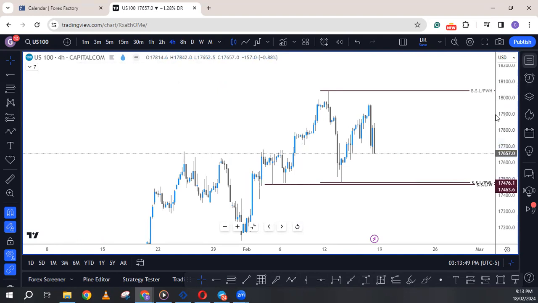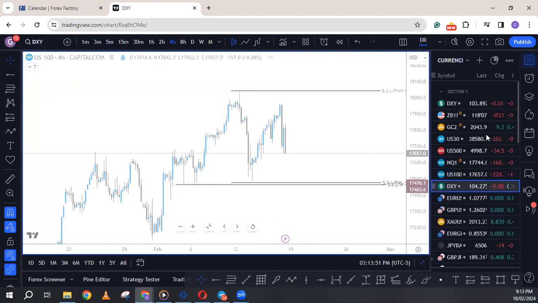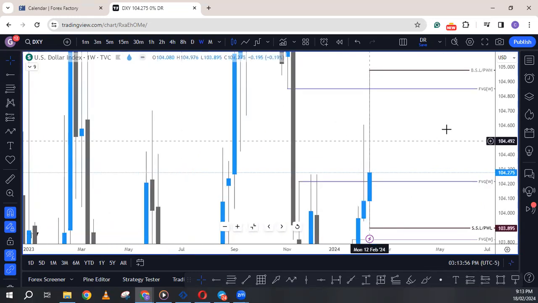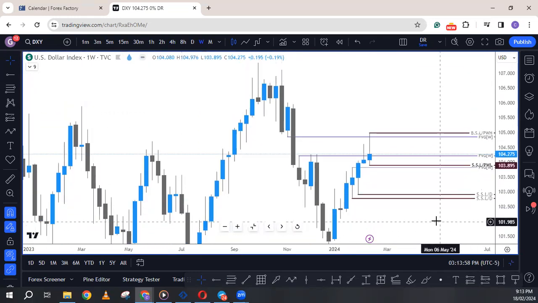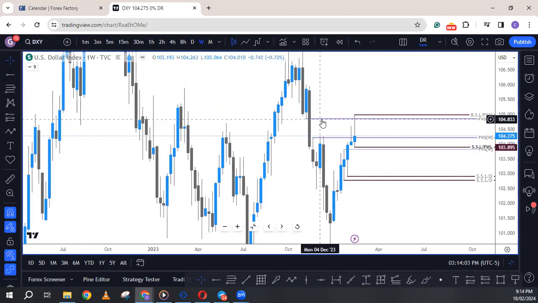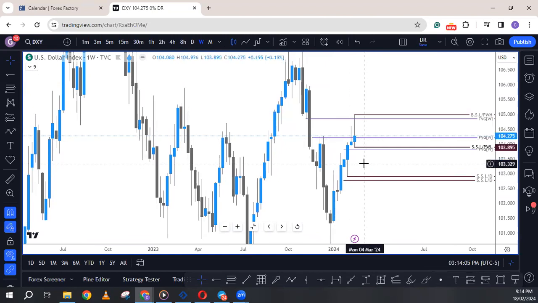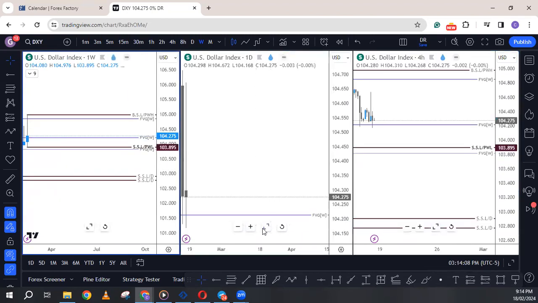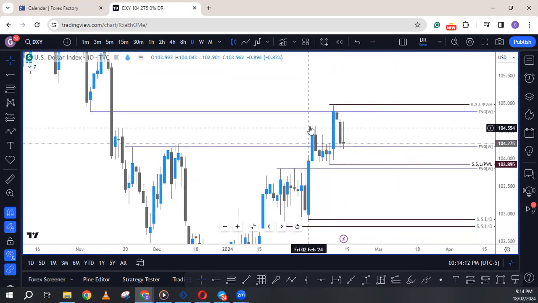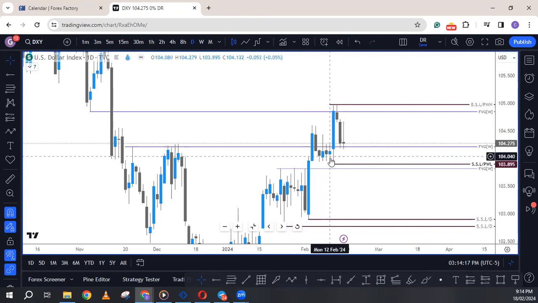So the next one we're going to look at is the dollar index. The dollar index technically on the longer time frame still looks slightly bullish, but it came into this weekly fair value gap and pulled back after that. If we go into the daily time frame, we can see that we have a change of character at 104.61. And price is sitting within this bullish order block on the daily time frame.